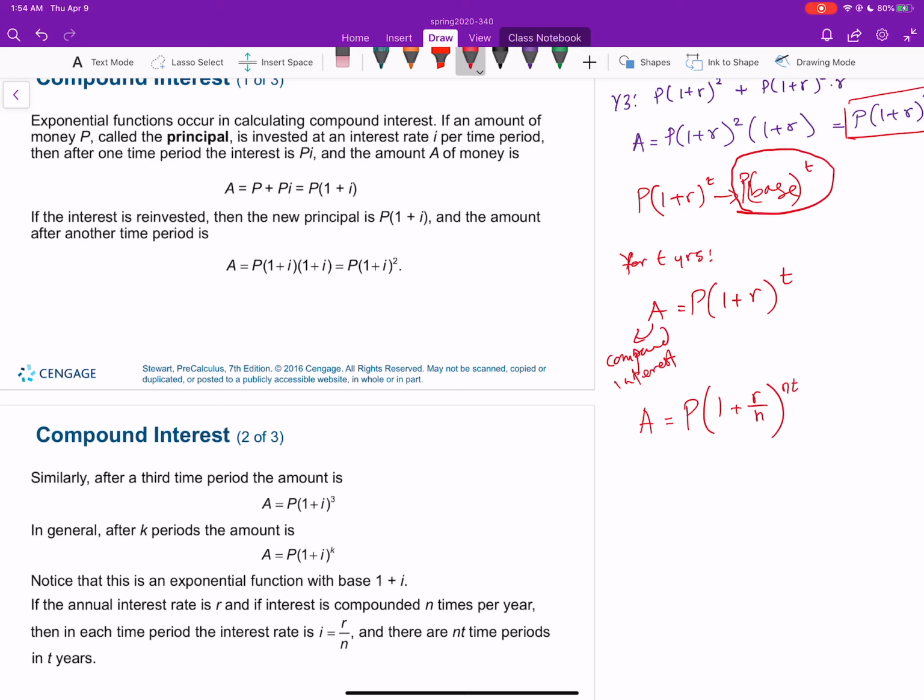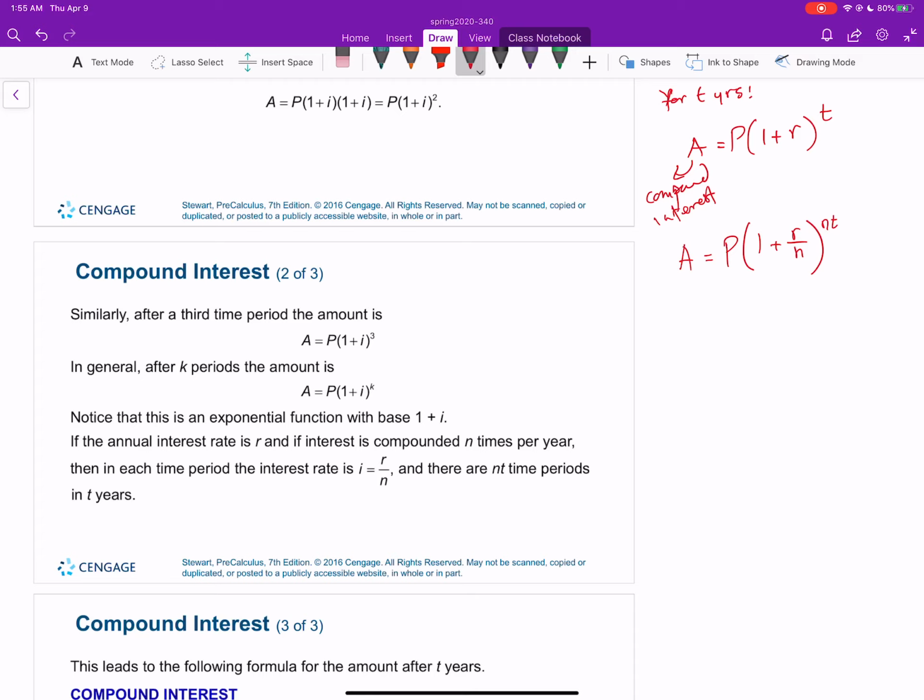All right. So let's look at the example they have over here. If you look at what the textbook is saying, it says that if the annual interest rate is R and if the interest is compounded N times, then for each period, the interest rate is going to be R over N. And then that is done what? N times T time periods for T years.